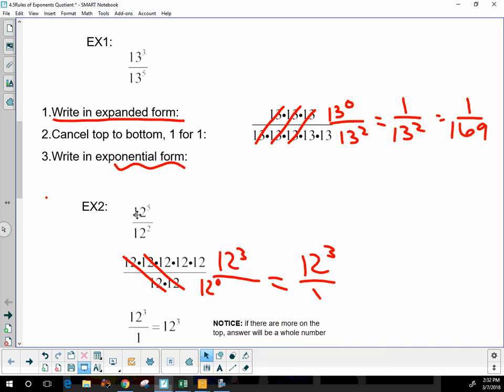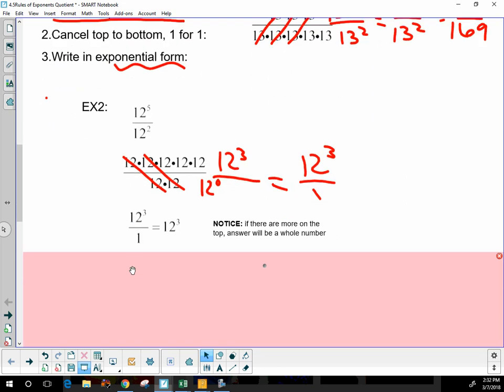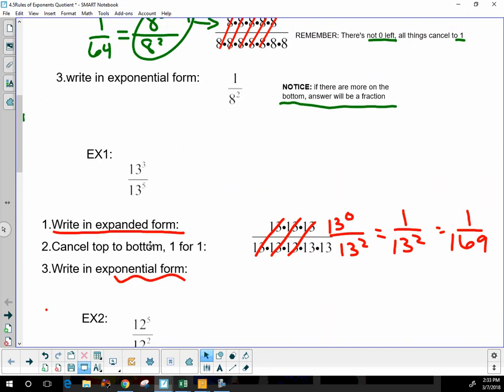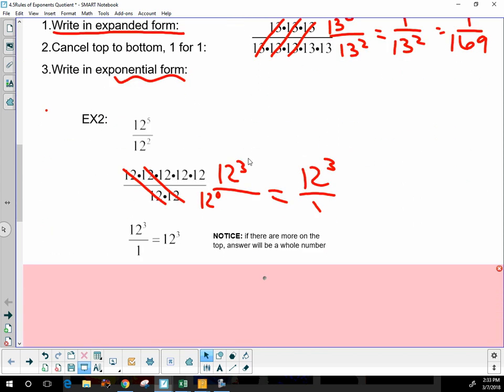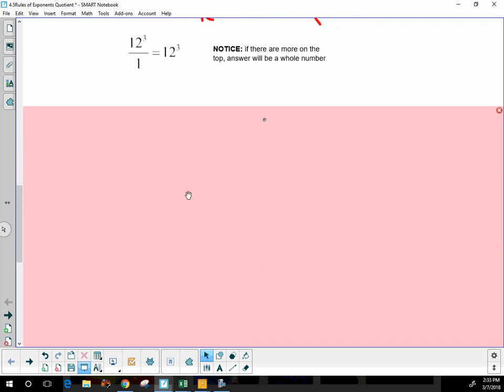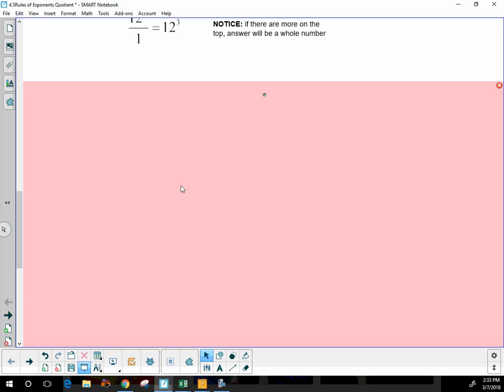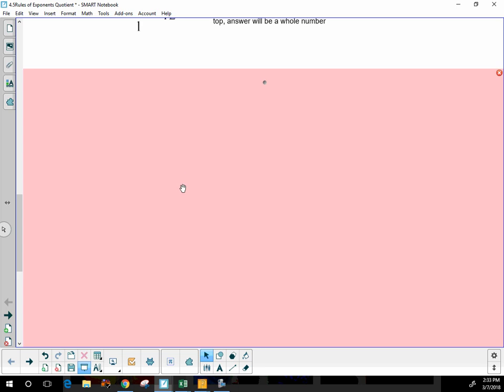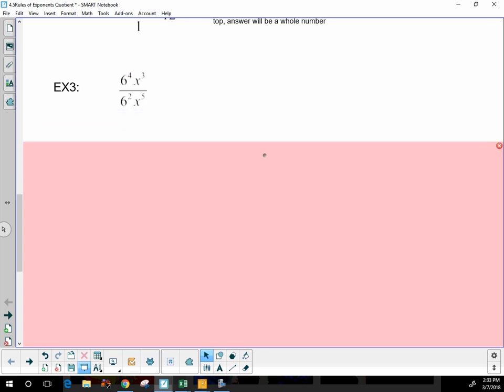So let's take a look down here. Notice, if there are more on the top, the answer is going to simplify to a whole number because top divided by bottom, we have 12 to the 3rd divided by 1. So when there's more on the bottom, you have a fraction. When there's more on top, you have a whole number. So when we move on, sometimes we're going to have coefficients or other things besides exponents. It works the same way.